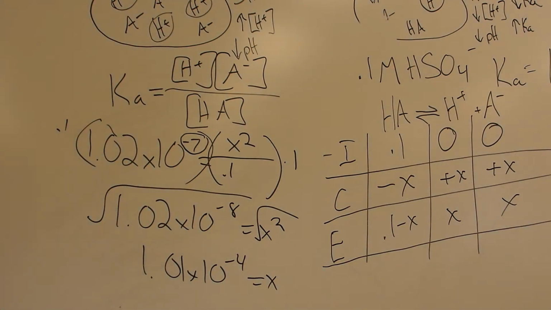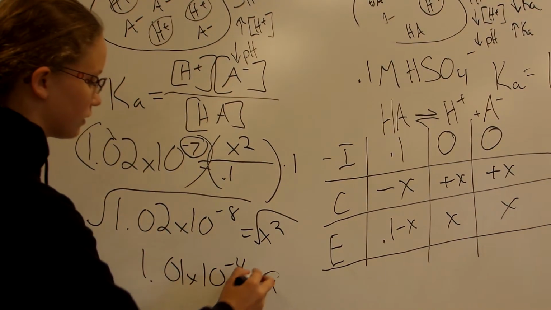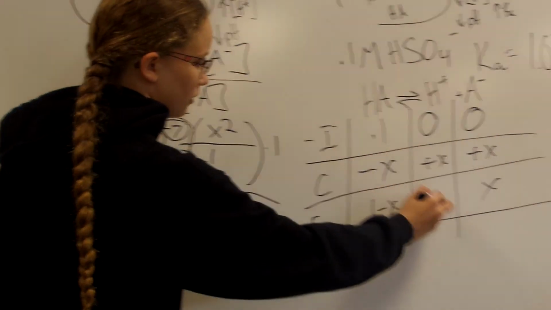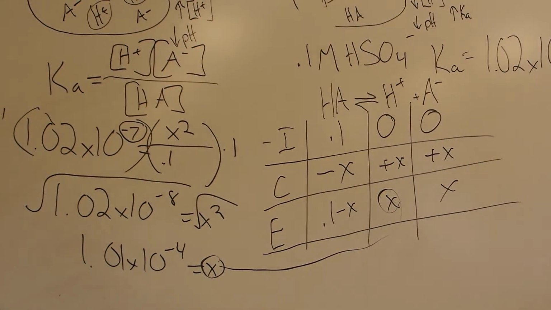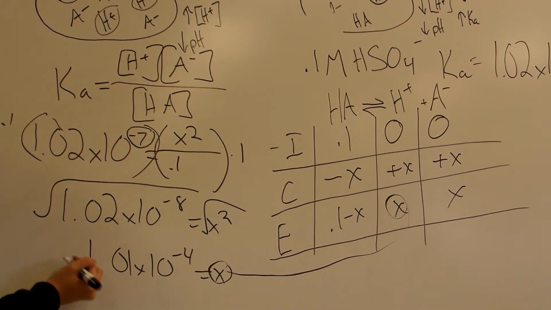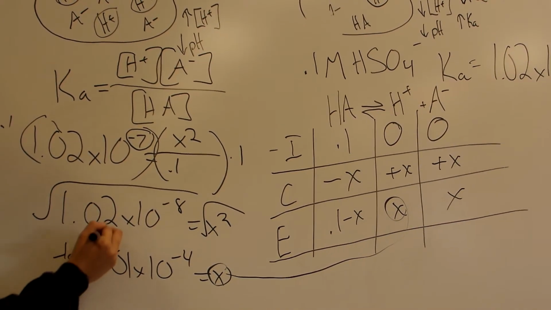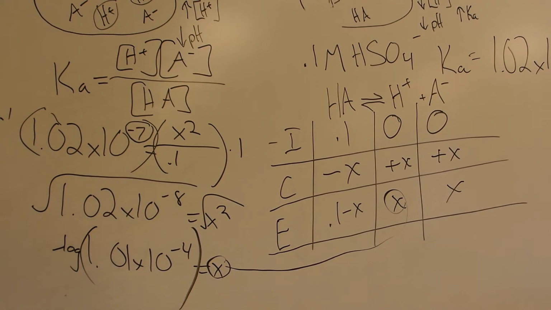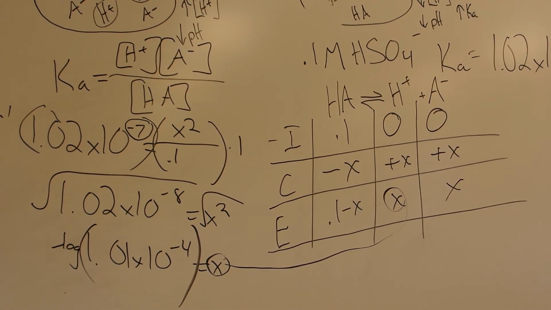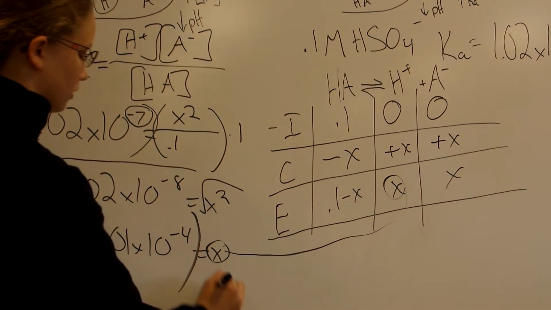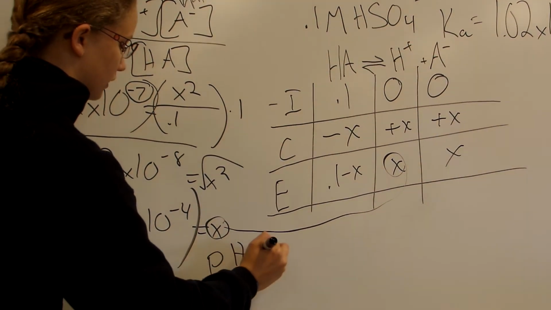Now that we found our x, we still need to get to pH, so we can see that this x is equal to the concentration of H plus. So we need to take the negative log of this. If you take the negative log of that, you're going to find out that your pH is equal to 4.